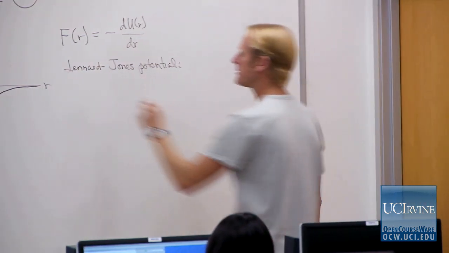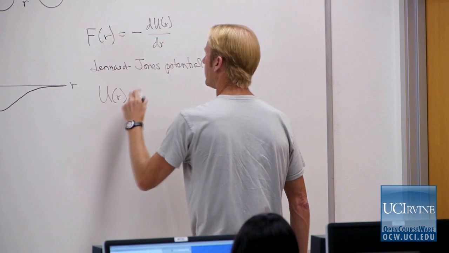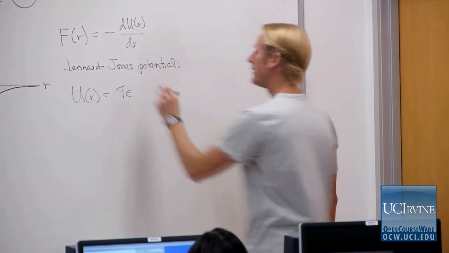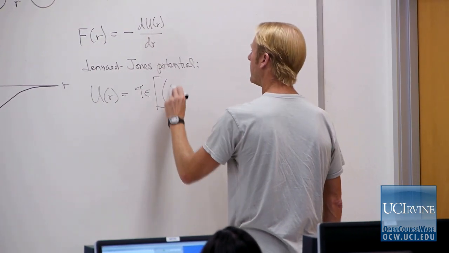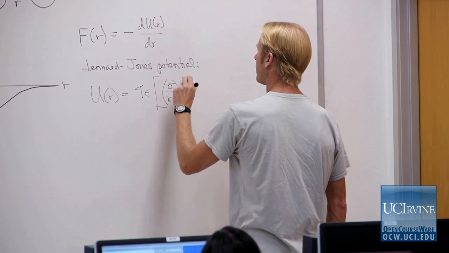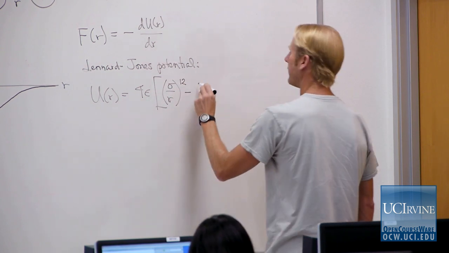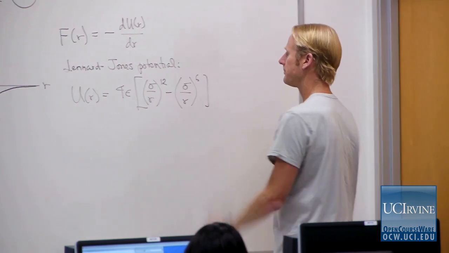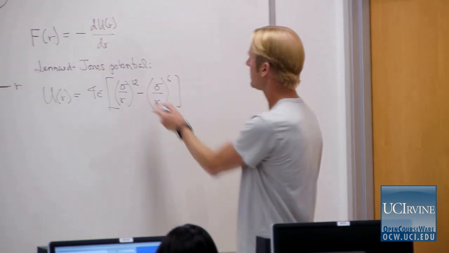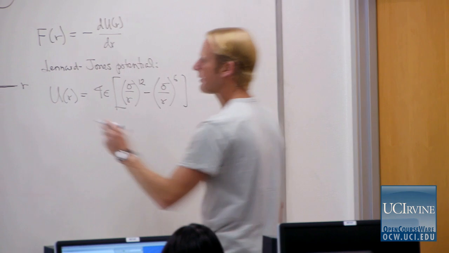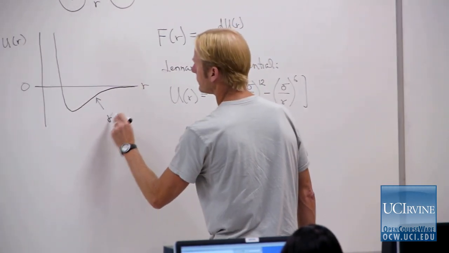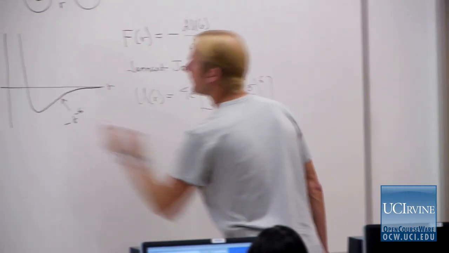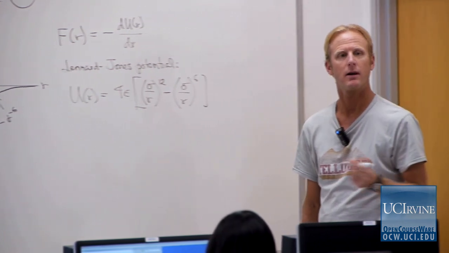And according to that potential, the energy is given by 4 times a parameter called epsilon. And then there's 2 terms. One is sigma divided by r to the 12th power, and the other is sigma divided by r to the 6th power. So it's the minus sigma over r to the 6th term that gives rise to the attractive part. And then the repulsive part is sigma over r to the 12th.